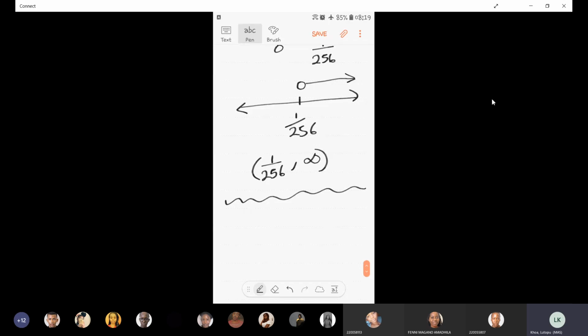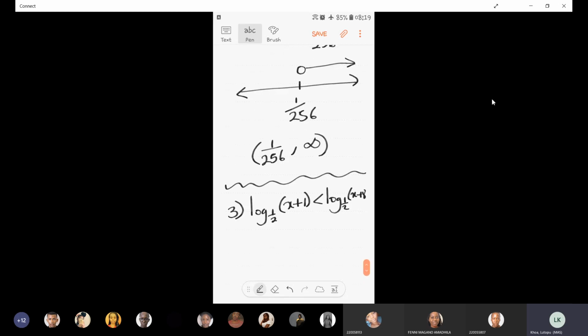Then number 3, we have log base half of x plus 1. This is less than log base half of x plus 8 minus log base half of x minus 4.